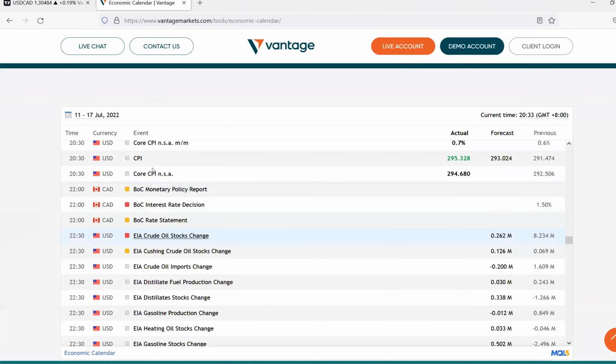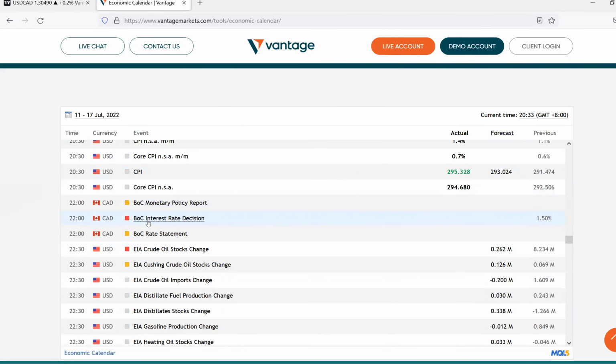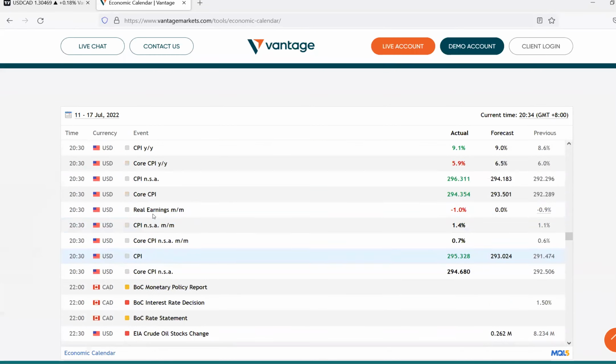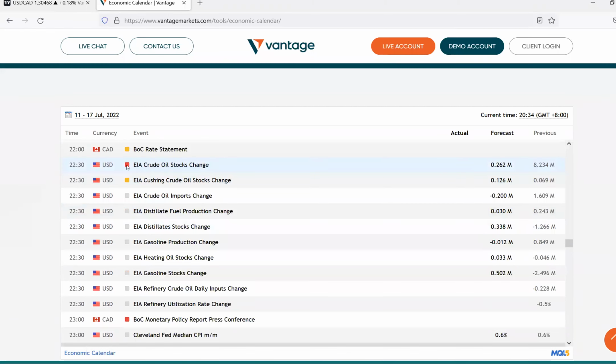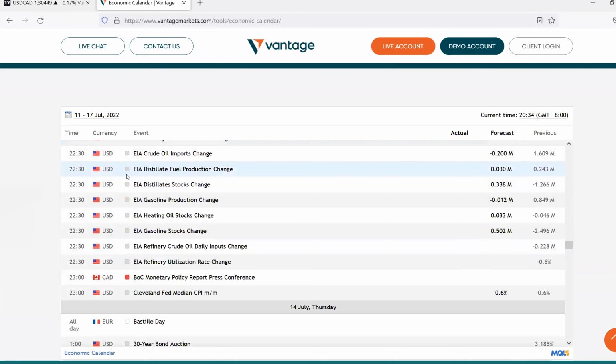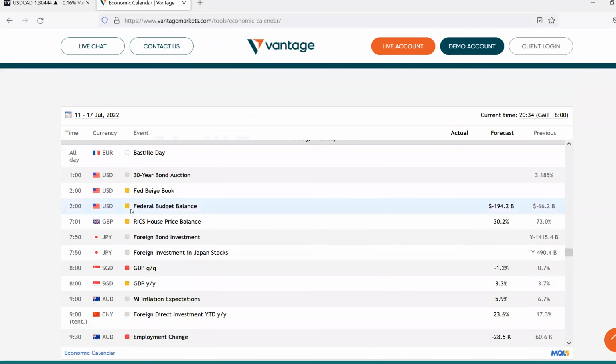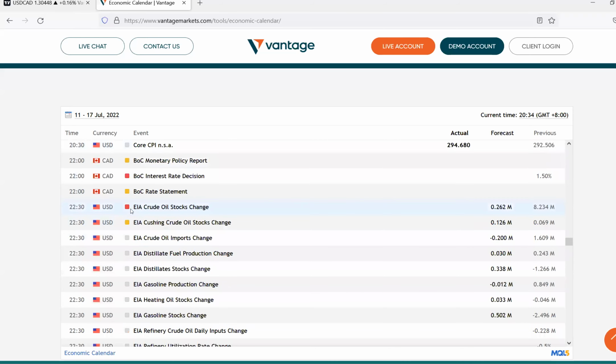You can see over here these are the high impact news: Bank of Canada interest rate decision and also US CPI data. These are all the upcoming key events, and they are categorized according to impact. The ones with the darker colors, like dark red, are the ones with higher impact, and the ones with lighter colors are lower impact. So this is where you can keep track of all the key events, and it's especially useful when you're trading.